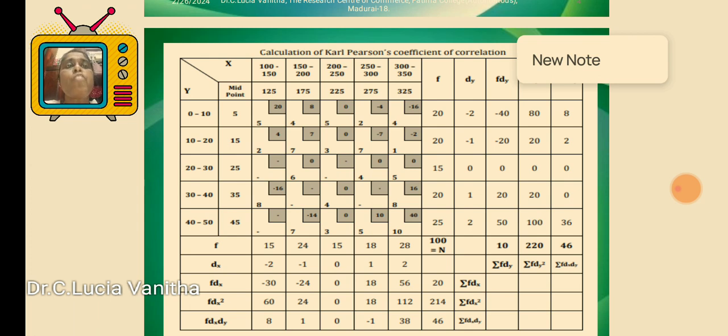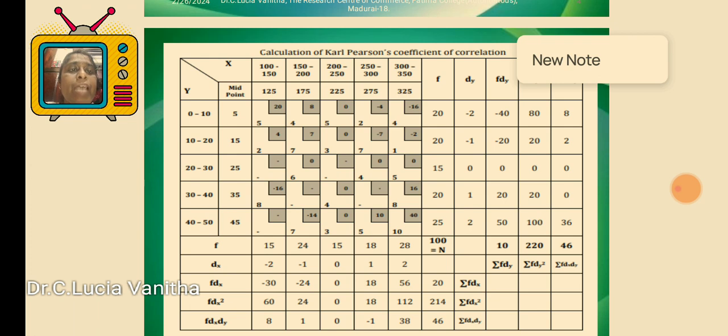In the same way for x, 100 plus 150 divided by 2 is 125. 150 plus 200 divided by 2 is 175. 200 plus 250 divided by 2 is 225. 250 plus 300 divided by 2 is 275. 300 plus 350 divided by 2 is 325. And then, as usual, we will write what is given in the problem.